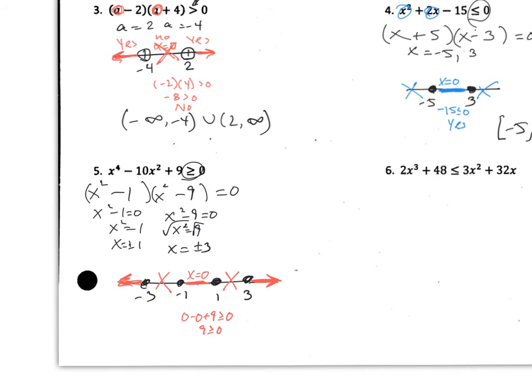I like to color it in on my number line because then I don't really have to think too much about it. And now all I have to do is read the number line. So this is going to be negative infinity to negative 3. This will be joined up from negative 1 to 1. And then again, another section of the graph is 3 to infinity. This is the same way you write the intervals in ALEKS.